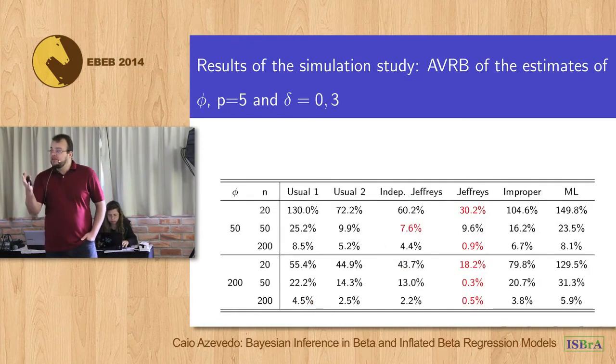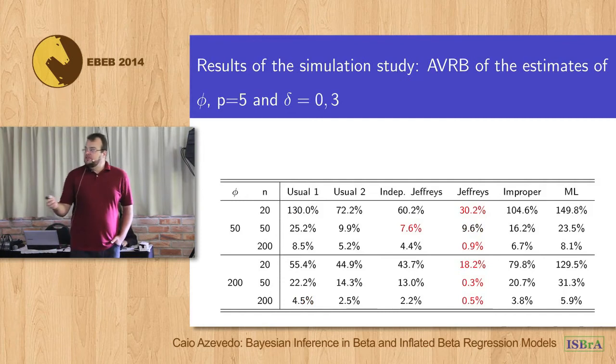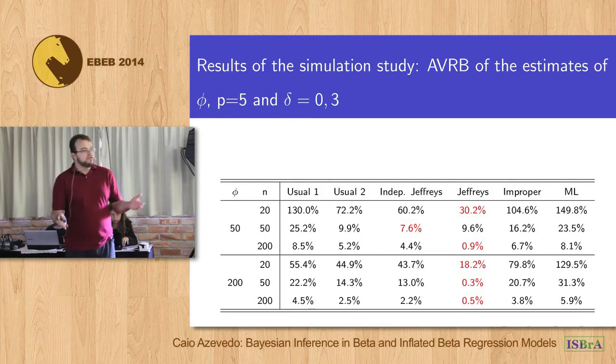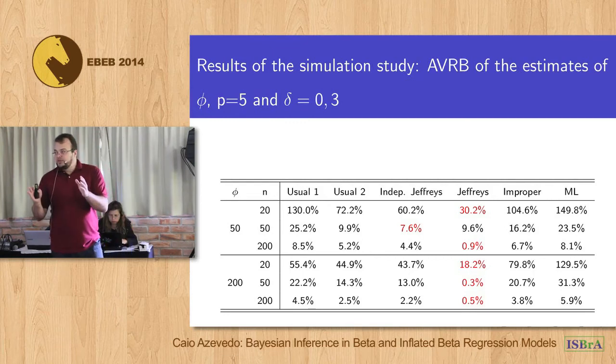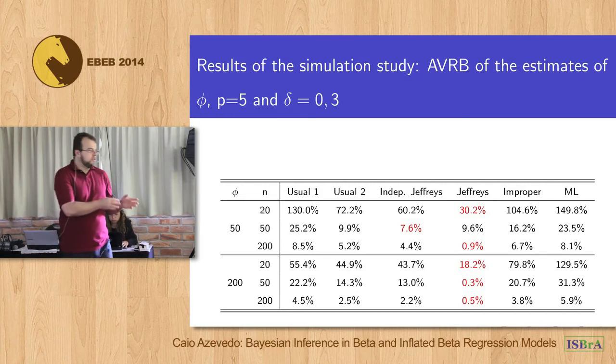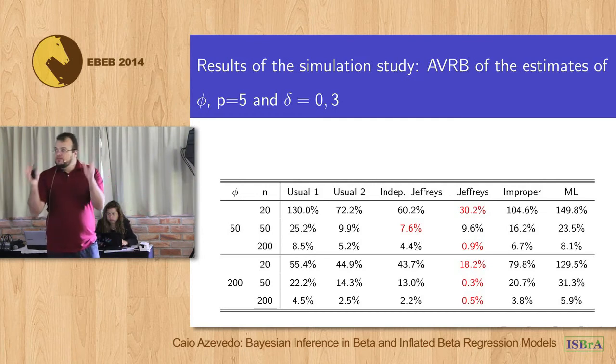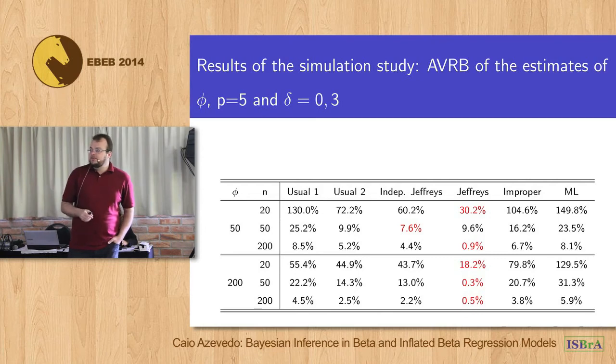Again, for the phi parameter, only the Jeffreys priors and the independence Jeffreys priors presented the most accurate results. Okay, and we noticed that, especially for the phi parameter, the Jeffreys and the independence Jeffreys priors produced the most accurate estimators, considering the whole set of estimators.